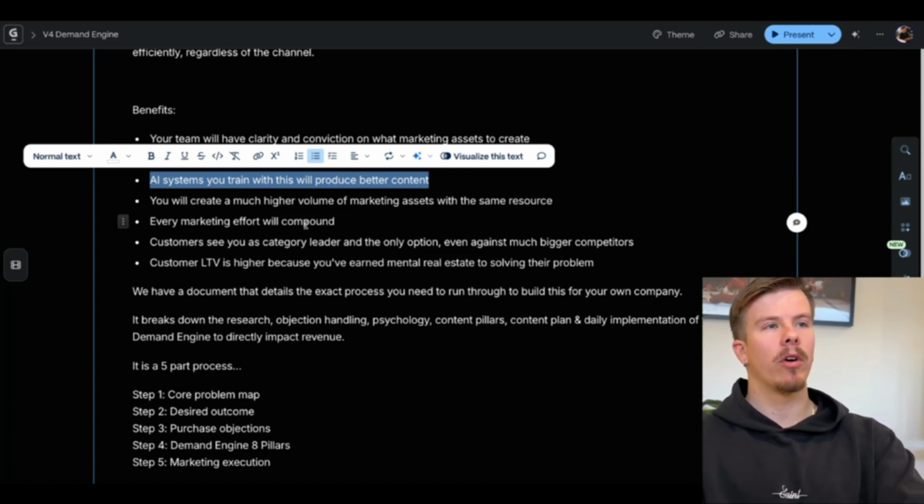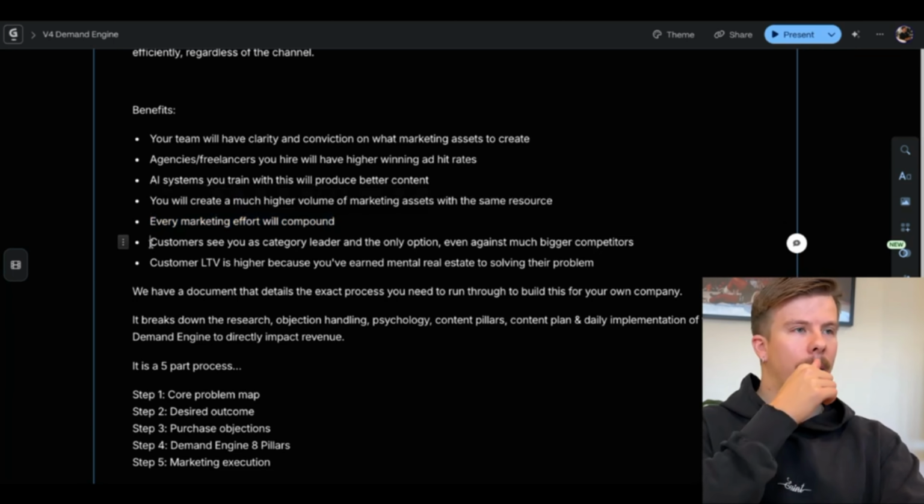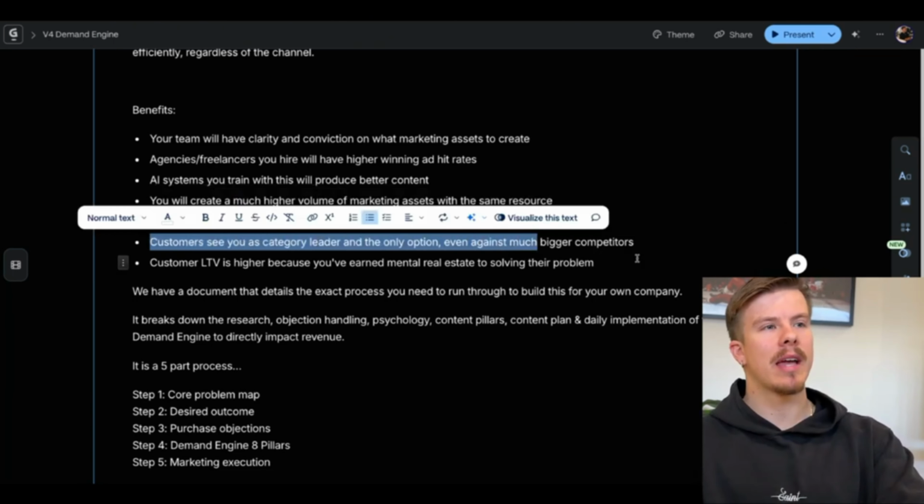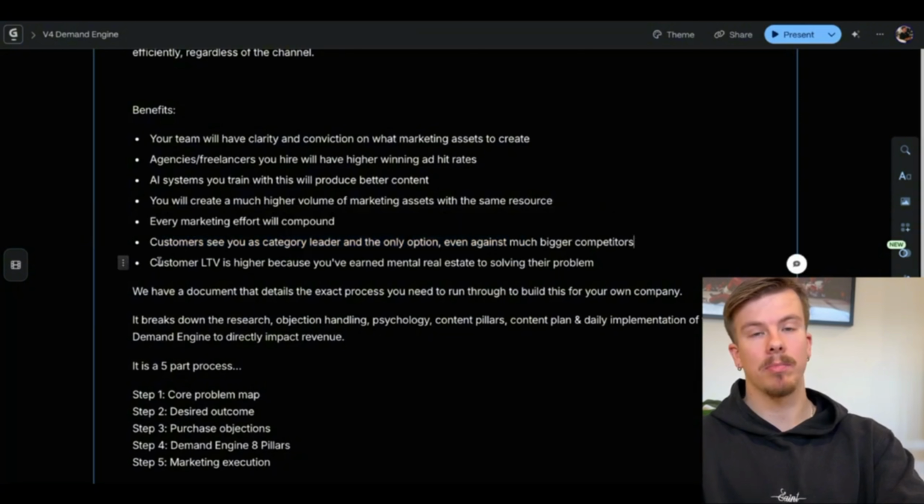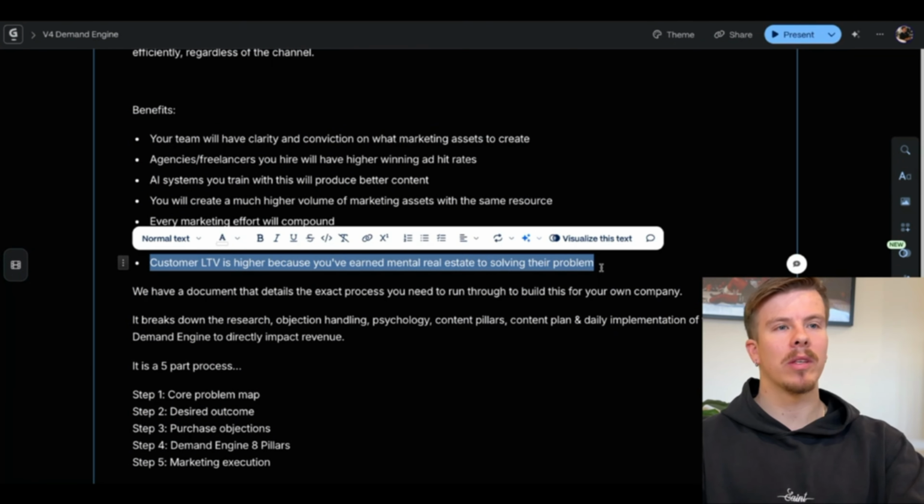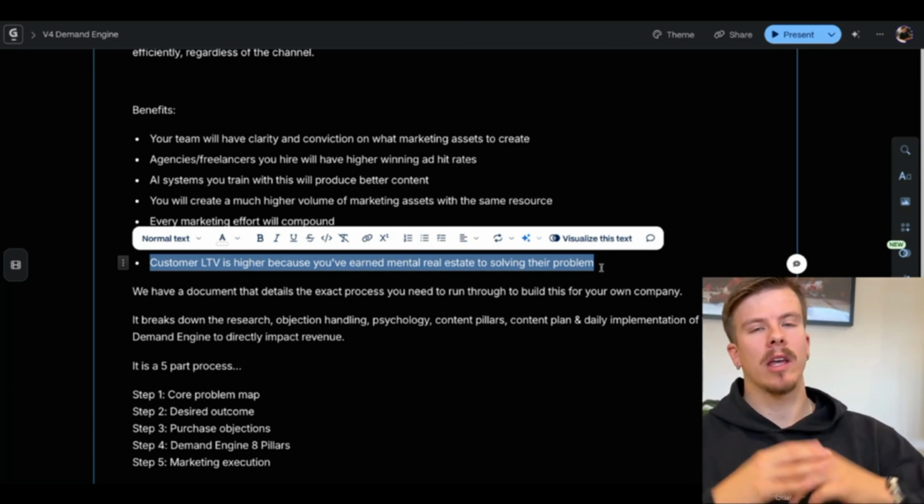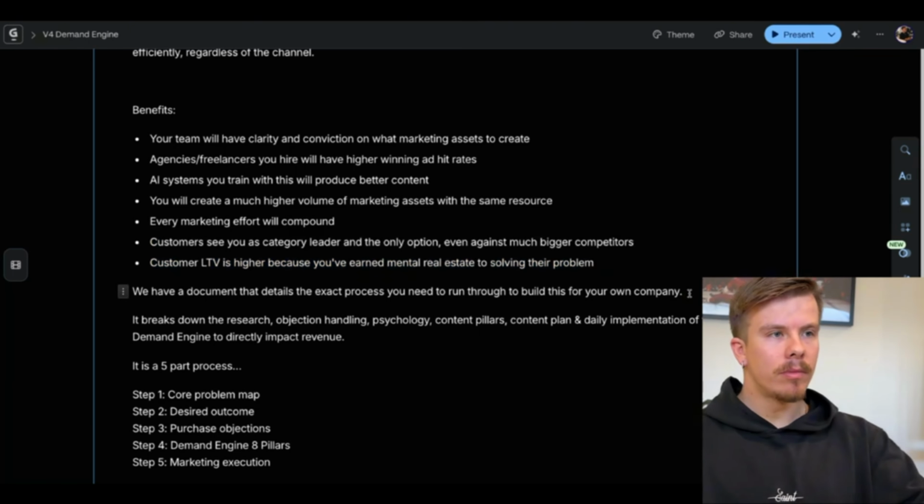You'll create a much higher volume of marketing assets with the same resource. Every marketing effort will compound. Customers will see you as a category leader and the only option, even against bigger competitors. And your customer LTV will be higher because you earn mental real estate within your customers or your prospects that you are the one to solve their problem.